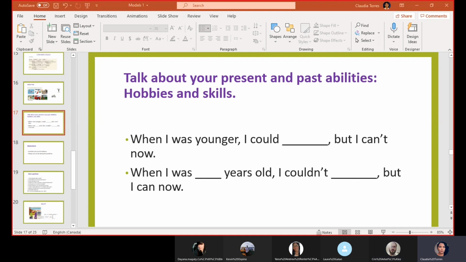Yaisa says, when I was 10 years old, I could play basketball, but I can't now. Oh, that's a good one. Kevin says, when I was younger, I could sing, but I can't now. Laura says, when I was younger, I couldn't understand much English, but now I can understand many things. Oh, that happens to me. It's the same here.